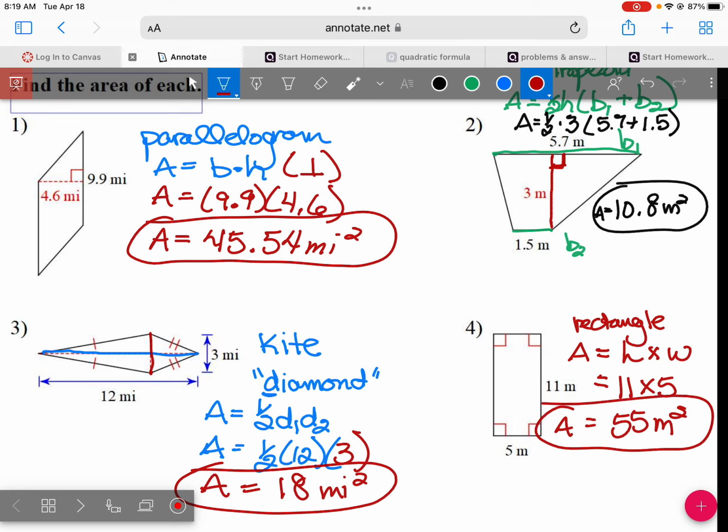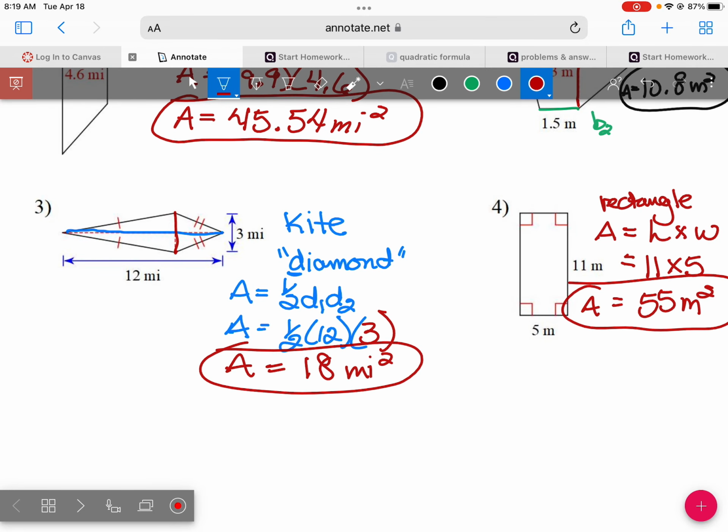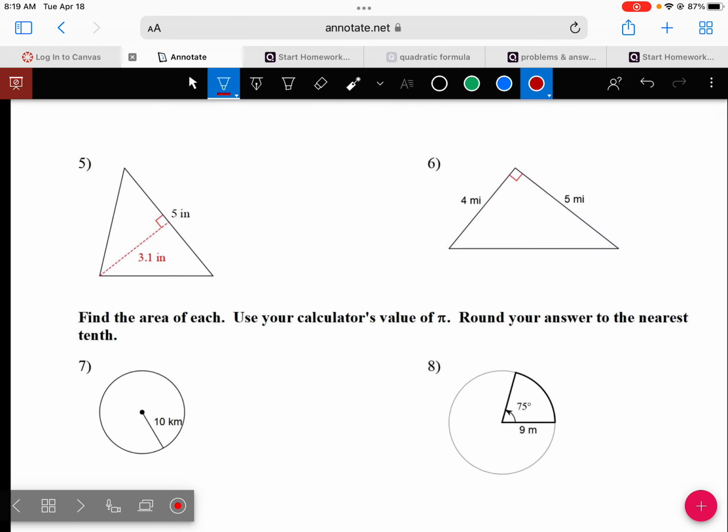Did anybody get all 4 of those right on the front? Nice. Woohoo! Off to a great start. Let's go to the next page. And again, I am recording this, so if I'm going a little fast, you can watch it later.